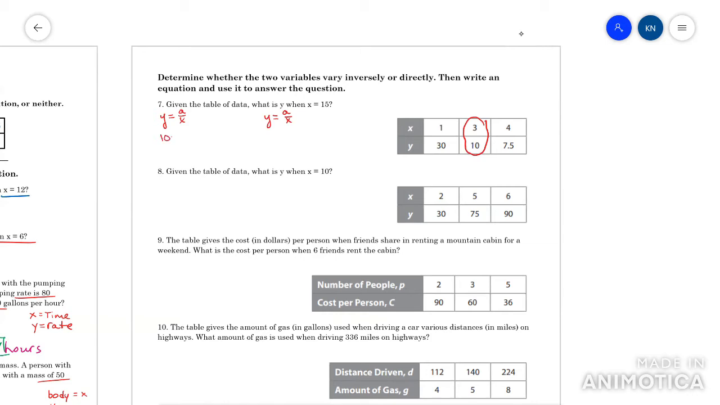So it'd look like 10 equals a over 3, right? Solve for a. So I know a is 30. It then goes directly into my second equation, as well as the next piece of information I'm given. So 30 was A, then they tell me X is 15 and they want to know the Y for it. 30 over 15 is 2.